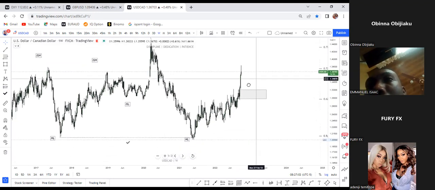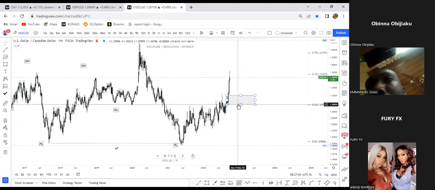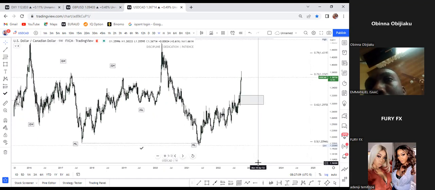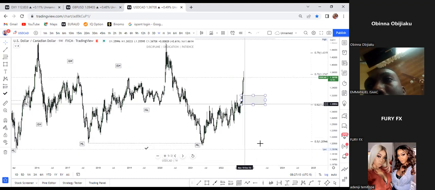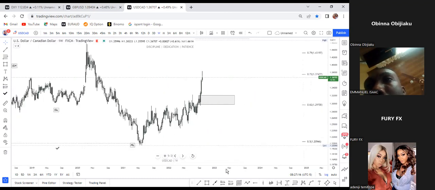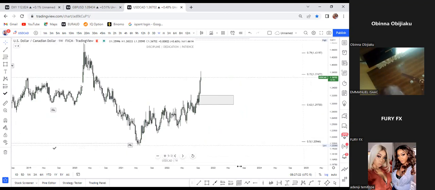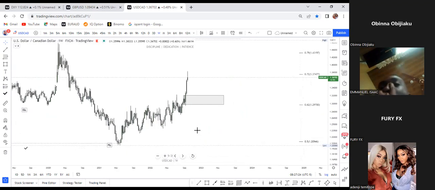And for them to give you an opportunity to join in, this zone I'll look to join in. If they don't give, then I don't have a trade. USD CAD is fragile. You cannot buy right now, except they give you a discount pricing. At the same time, you cannot sell it right now. It's risky. They might decide to just continue going up all the way and not give you an opportunity to join in.